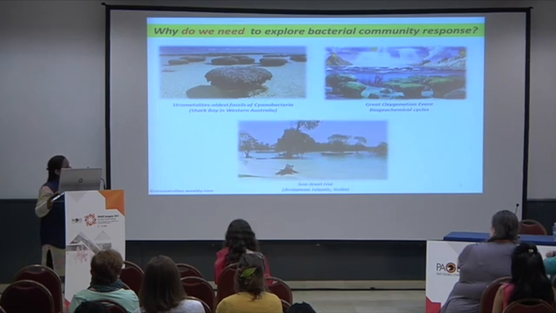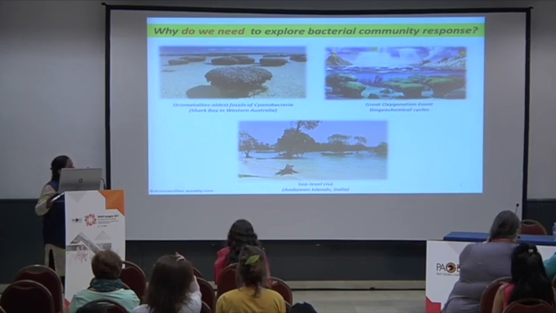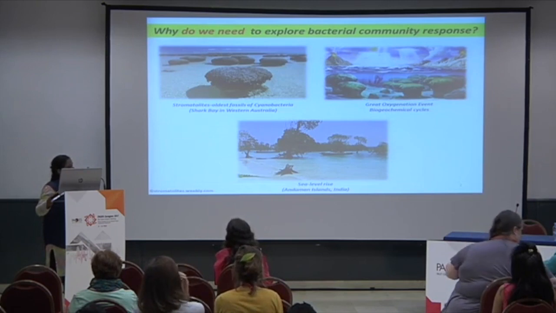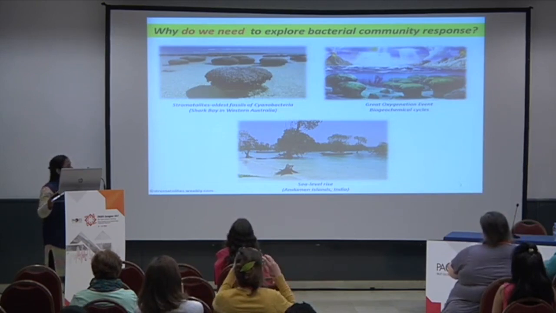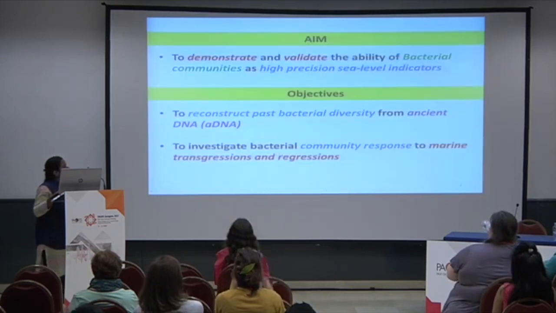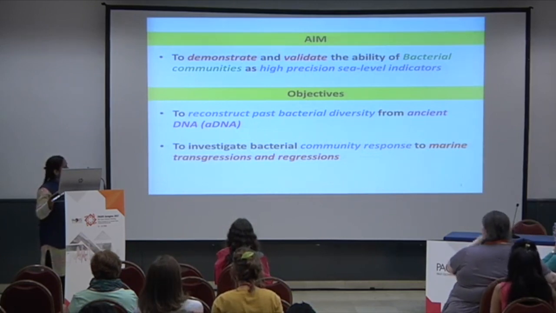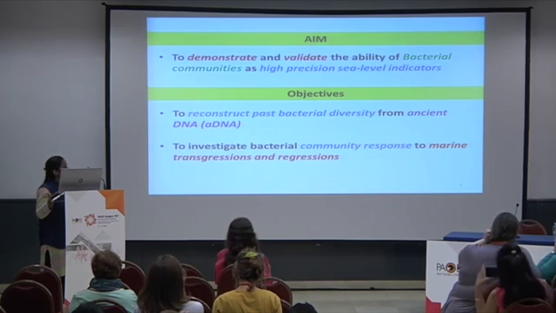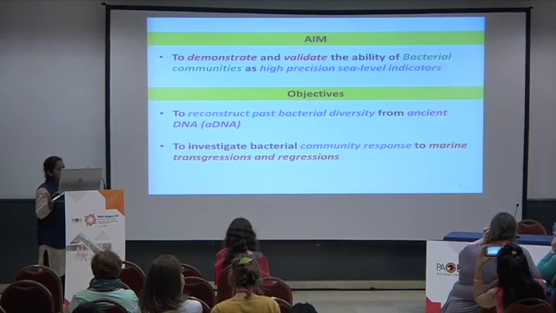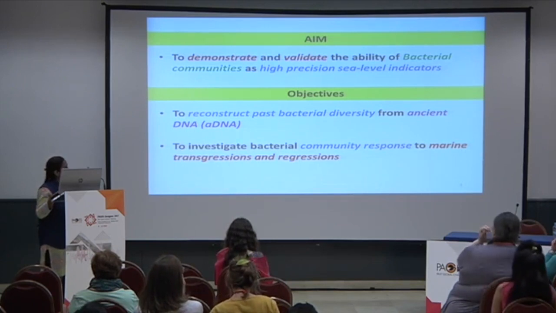So sea level fluctuation is an important feature of climatic changes, and studying the response of bacterial communities to past climatic changes is important in predicting future carbon dioxide and oxygen levels. This study is part of a major research project, the aim of which was to demonstrate and validate the ability of bacterial communities as high-precision sea level indicators. The objective of the present study is to reconstruct past bacterial diversity from ancient DNA and to investigate bacterial community response to marine transgressions and regressions.